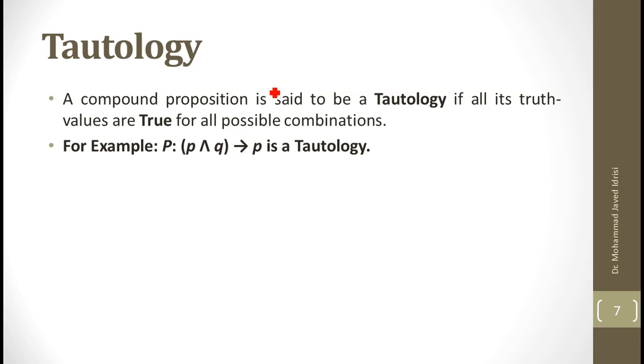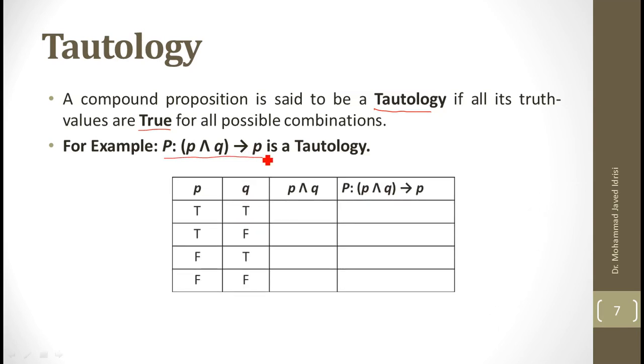Now tautology. A compound proposition is said to be a tautology if all its truth values are true for all possible combinations. For example, this compound proposition is a tautology: P and Q implies P. Let's prove it. Since there are only two propositions P and Q, we have four cases. P, Q both true, P true, Q false, P false, Q true, or both P and Q false. So first of all, we will write P and Q. True and true is true, true and false is false, false and true is false, false and false is false.